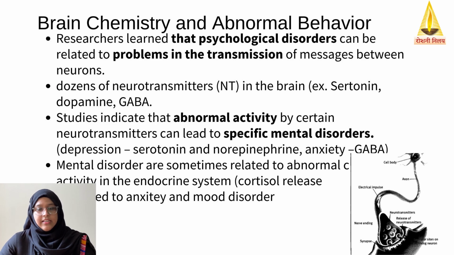In brain chemistry, certain psychological disorders are related to problems in the transmission of neurons. Dozens of neurotransmitters like serotonin, GABA and dopamine, when they have problems, can lead to abnormal activity of the brain chemistry. Certain disorders like depression could be because of abnormality in serotonin and norepinephrine. Certain mental disorders are also related to abnormal chemical activity in the endocrine system, for example, cortisol release related to anxiety disorders as well as mood disorders.